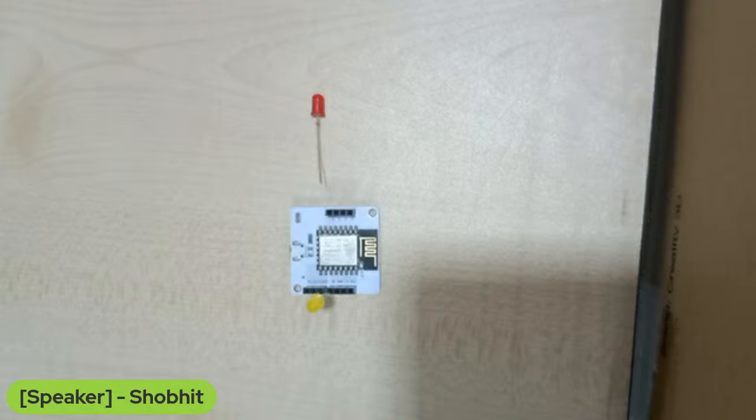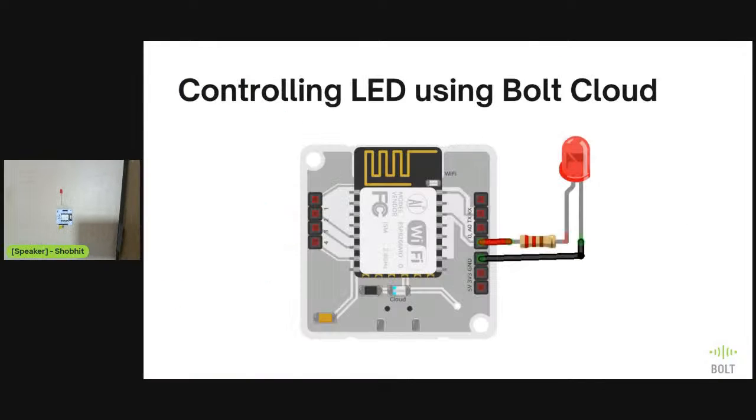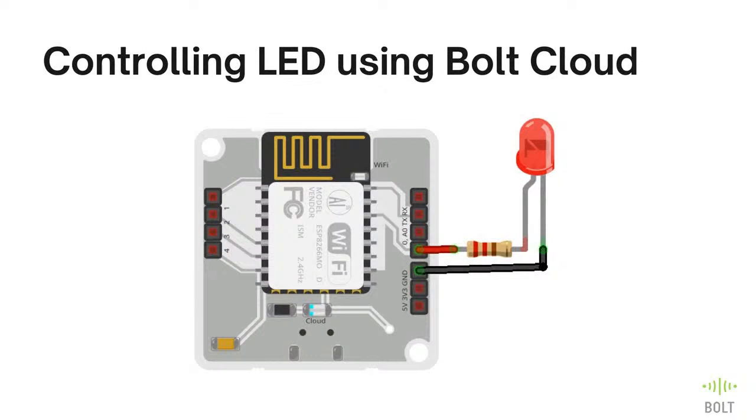So coming to the slides, we have made the connections. Now how do we write the program for it? So this is the interface of Bolt Cloud. I'll be writing programs here itself. So this is the interface. This is my device. I'll be writing the program here as well.